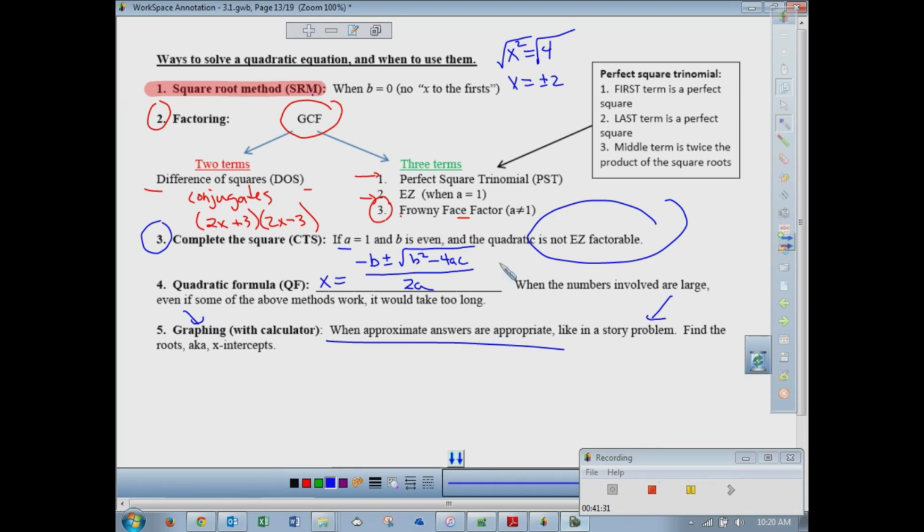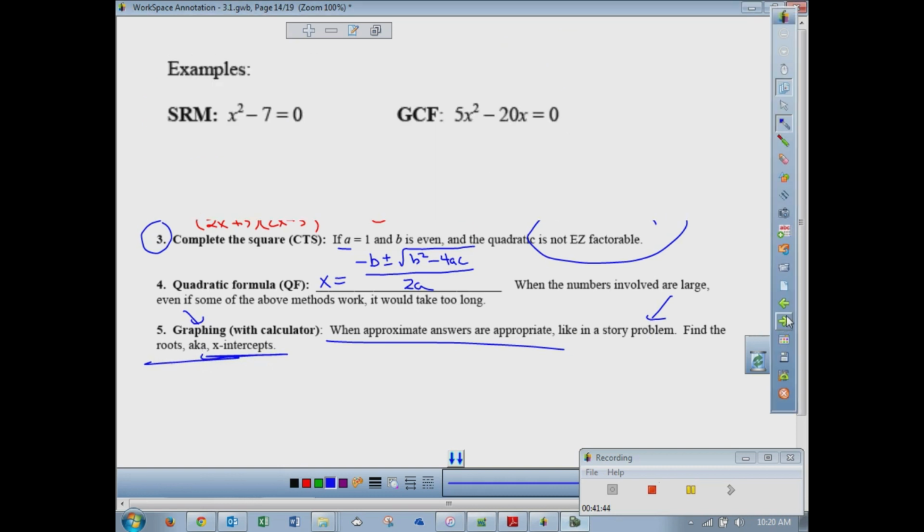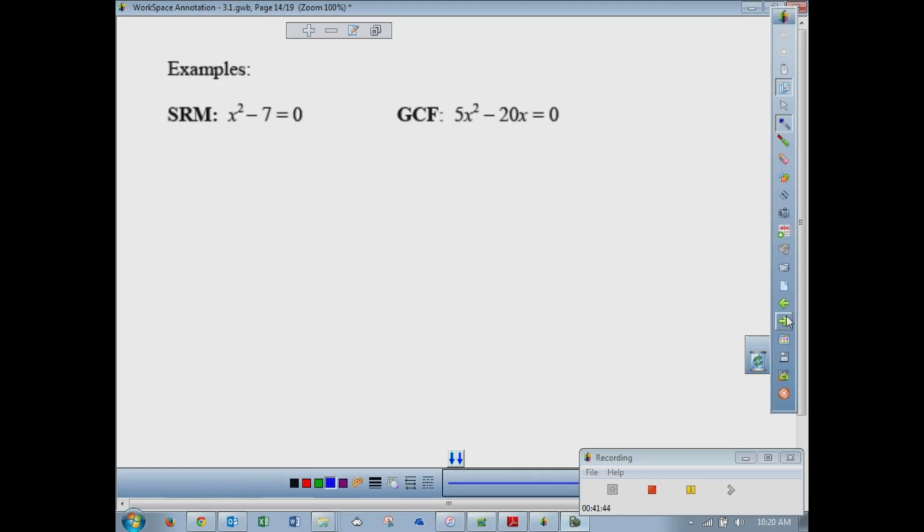You're figuring out when x equals 0. You're finding the x-intercepts. So boom, you're finding the roots, all that stuff. Boom! Let's go through it. Here are examples of each kind.